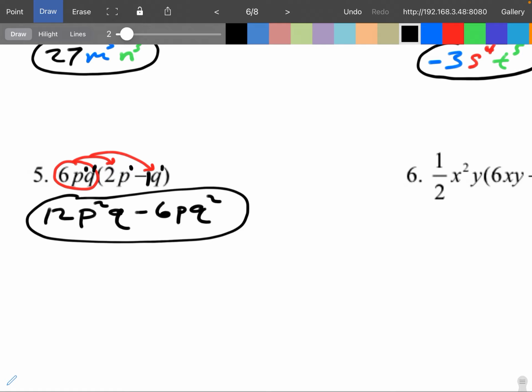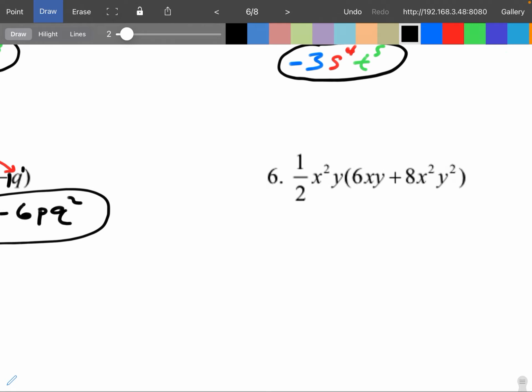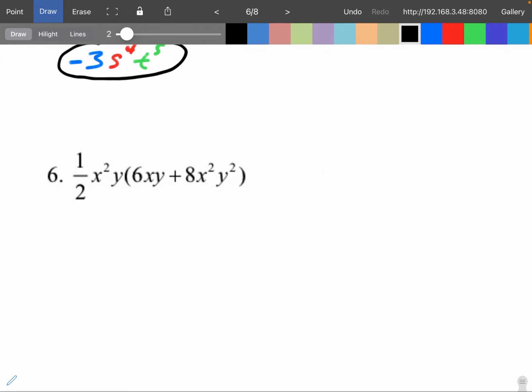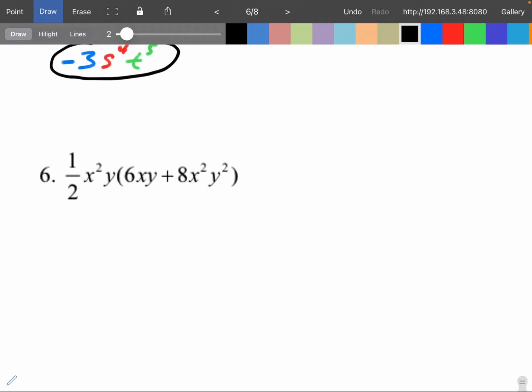Like I said, there's quite a few examples here, but they go pretty quick, at least until the last couple. So let's look at 6. Again, we've got to distribute that whole monomial out in front of this thing. There's a multiplication right here. So we got to distribute this whole thing onto the first term and onto the second term.